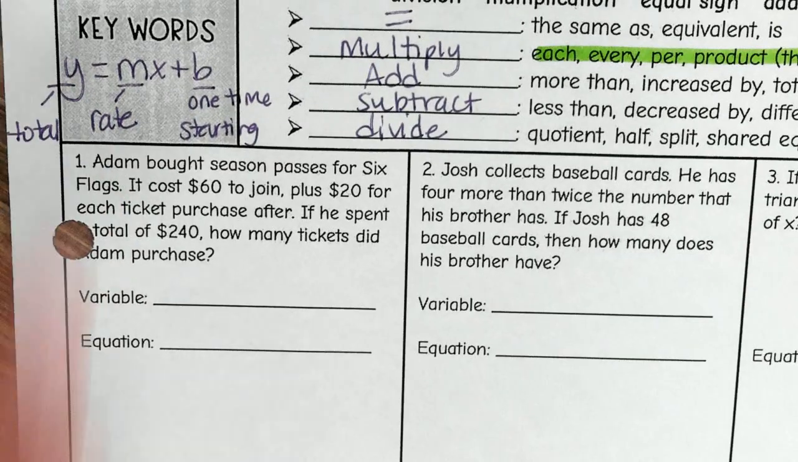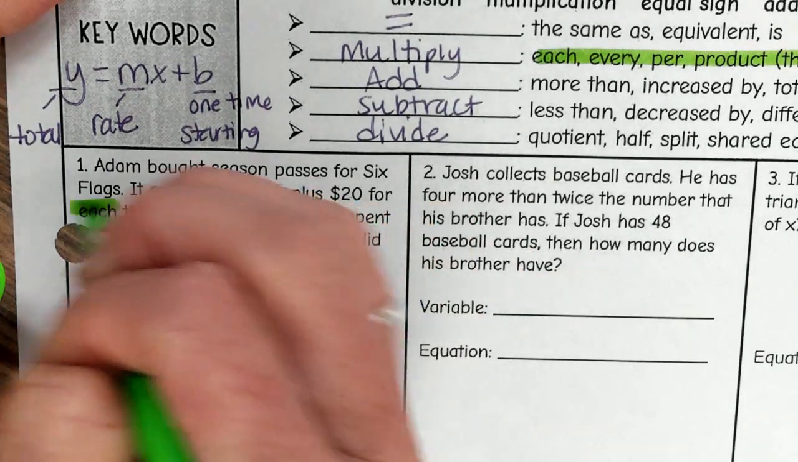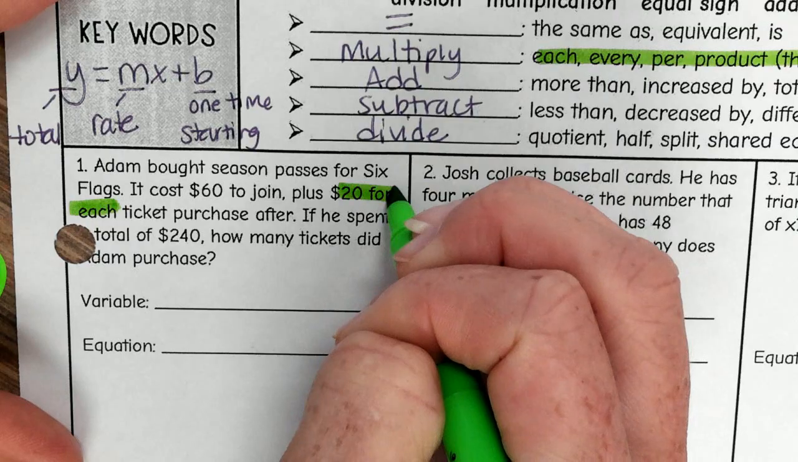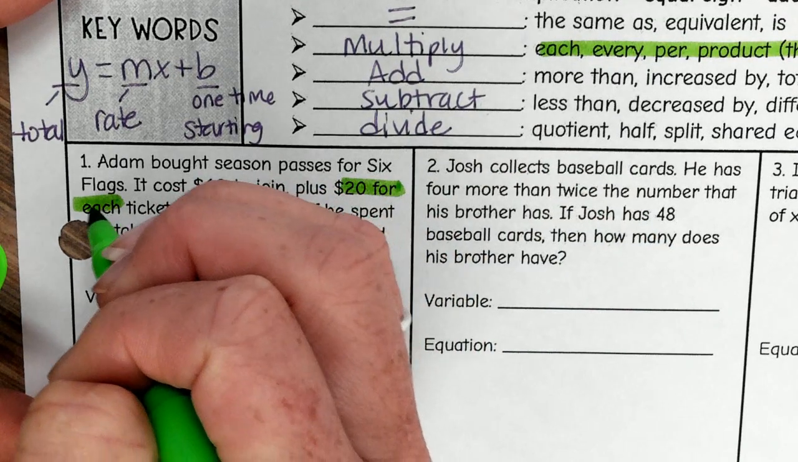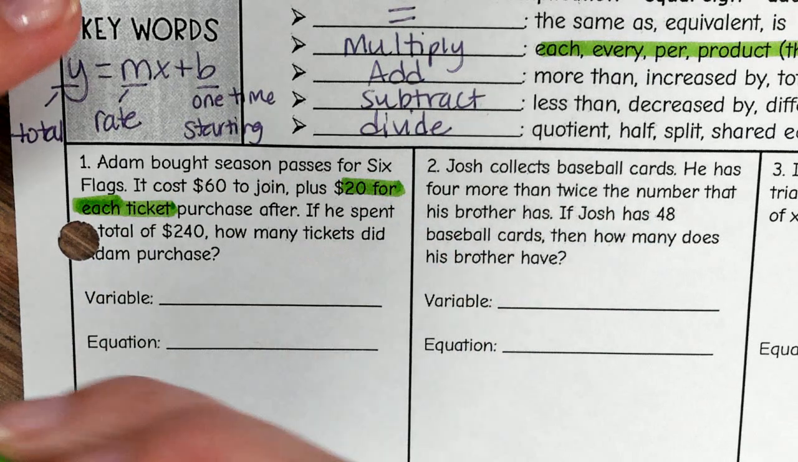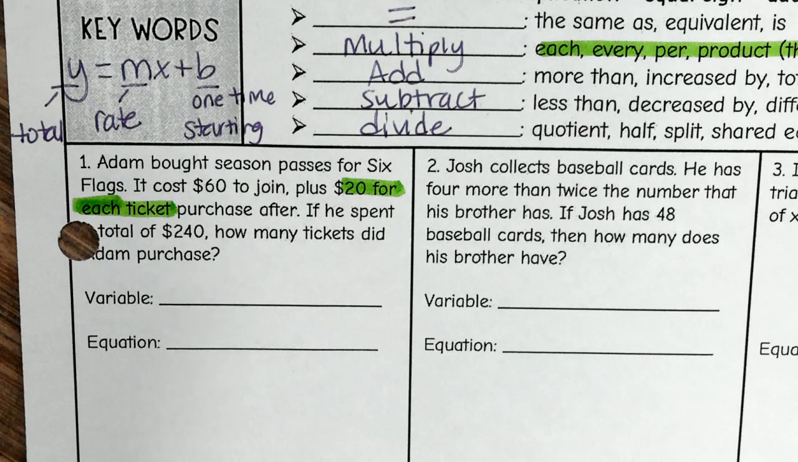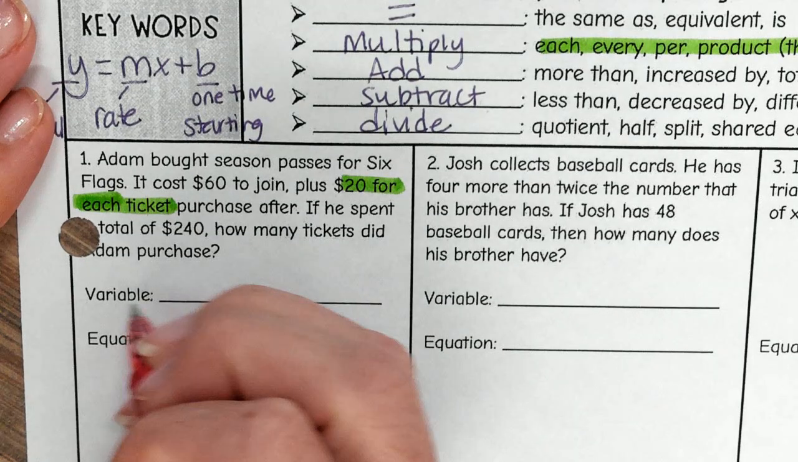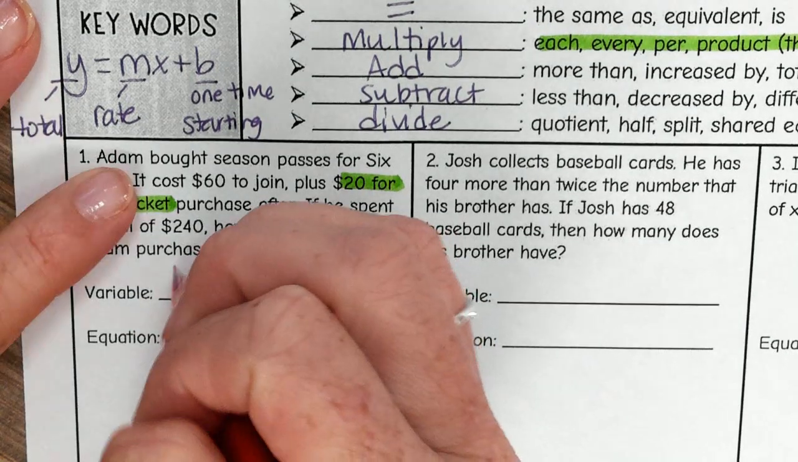So right there, when you saw each, what number is going with each? 20. And it says each, and then it tells you what the variable represents. Tickets. So what do y'all want the variable to be for tickets? T. So right here it says, what's your variable going to be? We're going to say T for tickets.